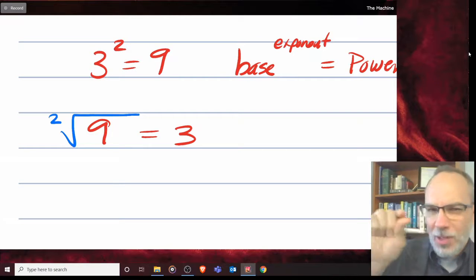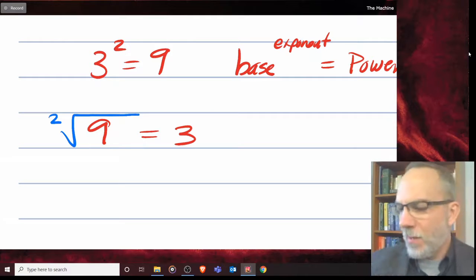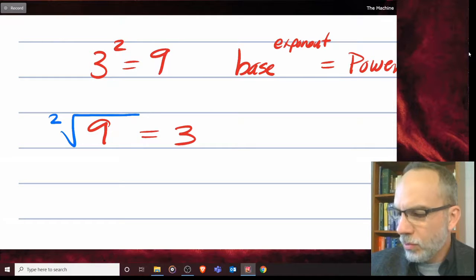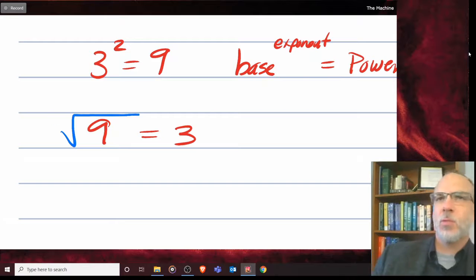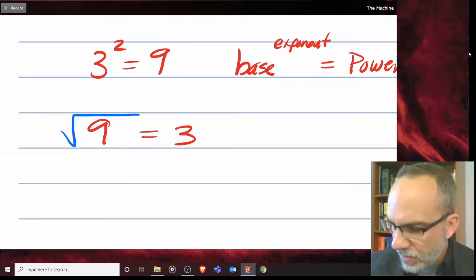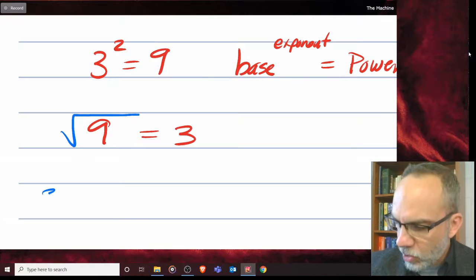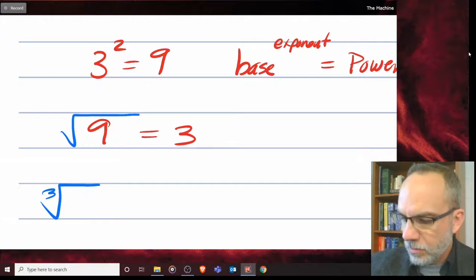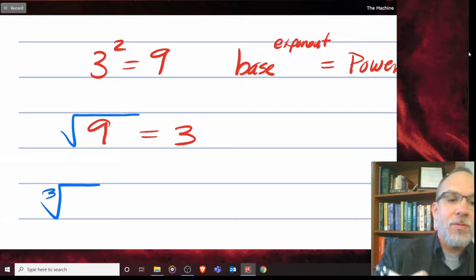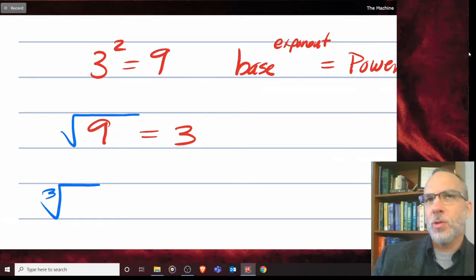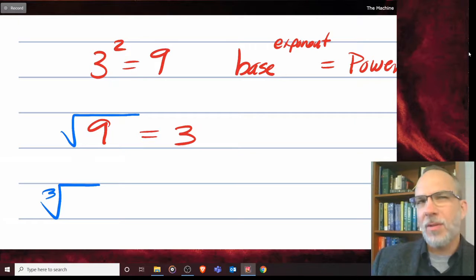The exponent kind of goes up in that little notch right there. But if it's an exponent of 2, you just kind of leave it blank. That's why it's called the square root. Okay? Maybe you've seen problems where you had the cube root of something. And you do have to write the 3 in there. Anything other than 2, and you have to write it in there, because if you don't write anything, it's understood to be 2. Kind of like the exponent on x to the first power. You don't write x to the first, you just write x. Okay?